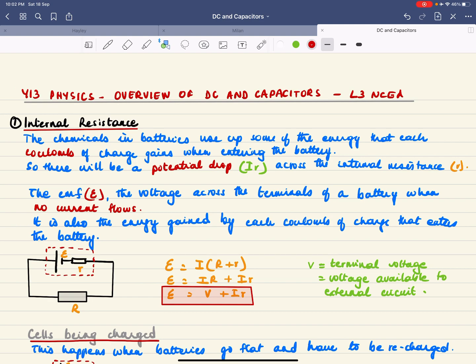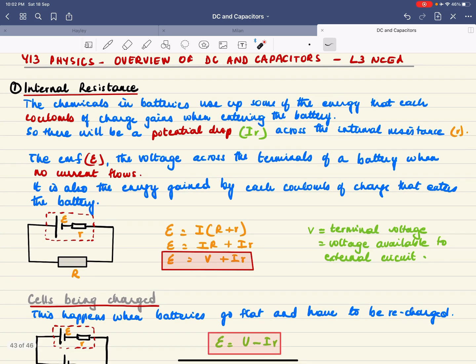Okay, internal resistance. The chemicals in the battery use up some of the energy that each coulomb of charge gains when it enters the battery. So there will always be a potential drop, or some energy used up by the internal resistance. Now the EMF, or the claimed voltage, is actually the voltage across the terminals of the battery when no current flows, or when the battery is not supplying energy to light a lamp or heat a resistor. It's also the energy gained by each coulomb of charge that enters the battery.